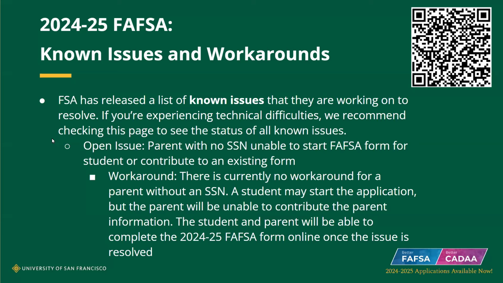We are fully aware that there is an issue with parents with no social security number being unable to start the FAFSA form or be a contributor to an existing form. There's currently no workaround for this issue, but the student can still start the application. The parent will not be able to contribute the information at this time. But once the issue is resolved, the parent will be able to go in and complete the FAFSA as a contributor, even though they don't have a social security number.